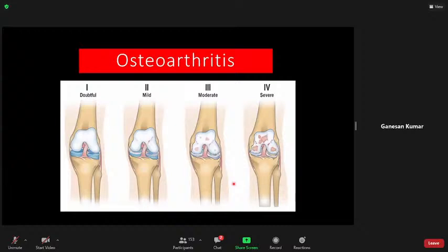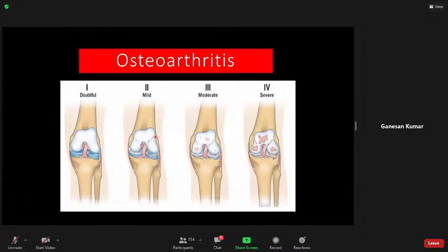You can easily identify your osteoarthritis. The first one can be very minimalistic, which is not even visible in the radiological images, or you can suspect a few changes, which can be at the age of 40 plus or 50 plus. And then you can have mild osteoarthritis, where you can see the cartilage damage, having a few cracks here and there.